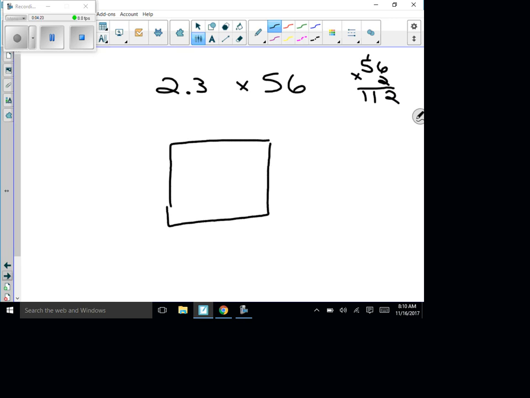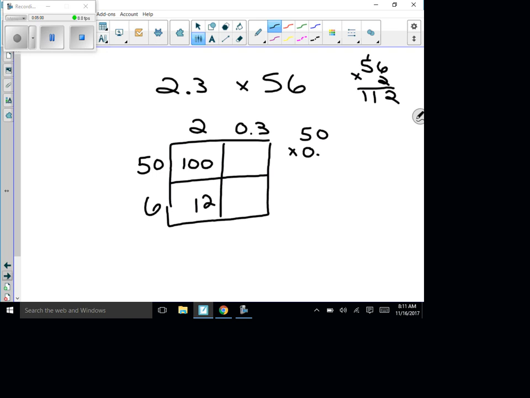Okay, so let's set this problem up the same way. We have 2, and then 0.3, and then we have 50 and 6. So same old regular multiplication across. 50 times 2 is 100, and then 6 times 2 is 12, and then 50 times 0.3, or I do 50 times 3. 50 times 3 is 150, and then since there's a decimal place here, I have to move the decimal over 1. So watch, I'll show you this. 50 times 0.3, you go 0 and 15.